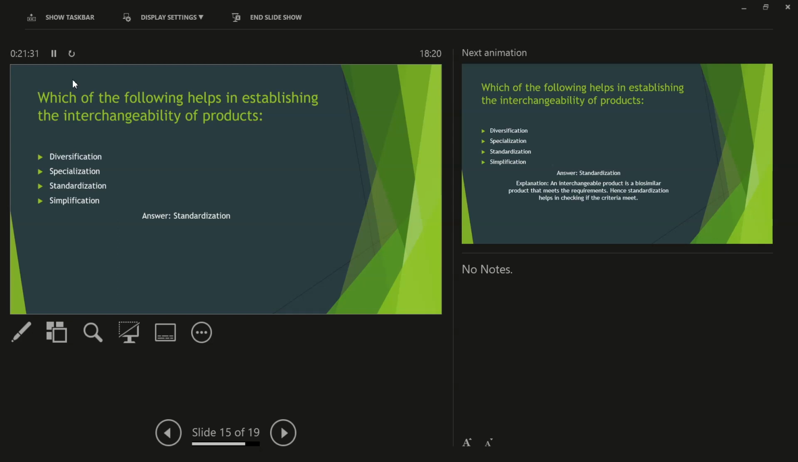Standardization. And why do you think it is standardization? Can you give me an explanation? What is interchangeability of product first?